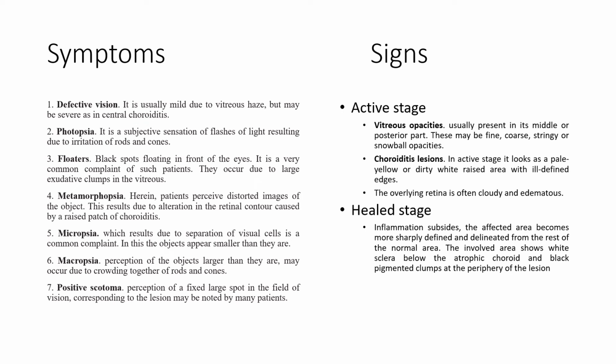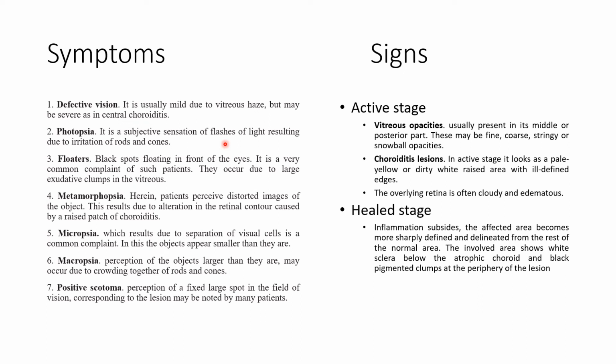Now, looking at all that classification and types of choroiditis a patient can have, what is the presentation of choroiditis? So coming to the symptoms and signs. When you have involvement of the posterior pole or inflammation in the vitreous, the vision drops down. Then there is another symptom which is very specific to choroiditis, that is photopsia. That is a subjective sensation of flashes of light resulting due to irritation of photoreceptors.